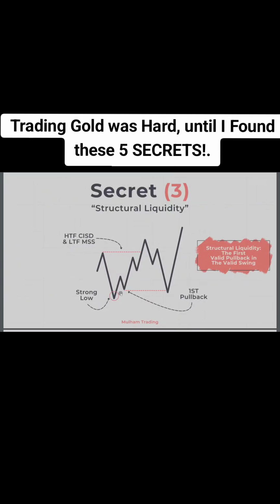Now we have identified the strong low. Now the range that we have, from the strong low to the highest high, this range from here to here, there is a structural liquidity that lies in here. Okay. And what is a structural liquidity? It's the first valid pullback in the valid swing. So we have this valid swing here. The first pullback, so you see this one here, that's the strong low. The first pullback that happens after the strong low is the structural liquidity. What you can see is this is the first valid pullback.